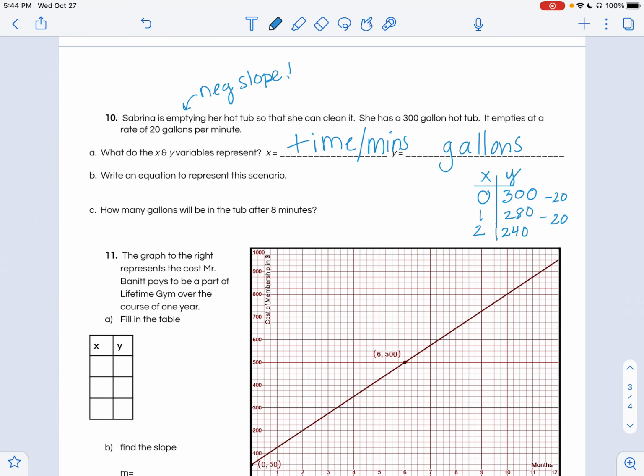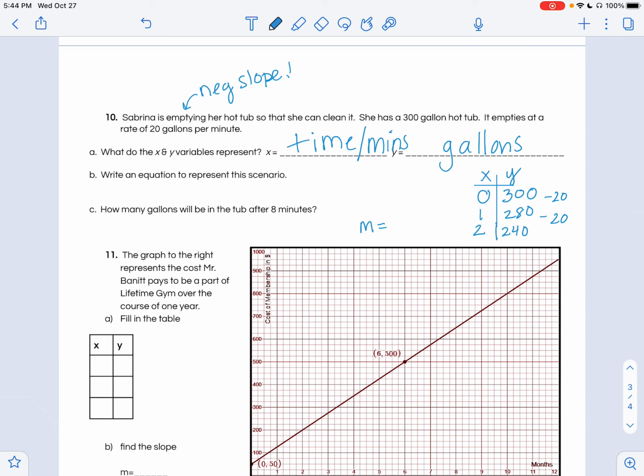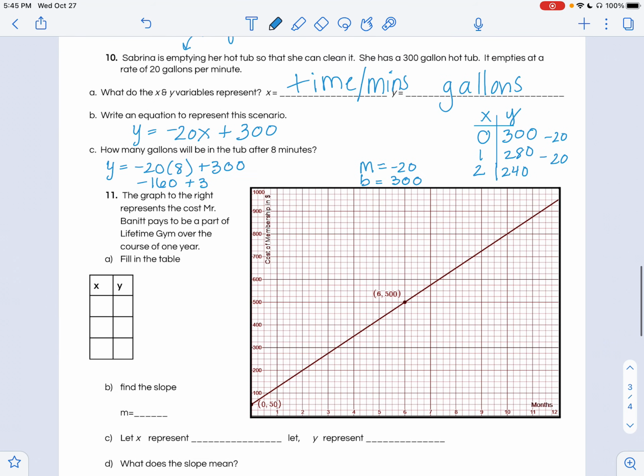So my slope in this situation, I can see, is -20. And my y-intercept, I can look at my table and see that it's 300. So when I'm asked to write the equation, I can write y equals -20x plus 300. And then I want to know how many after 8 minutes. So I'm going to plug 8 into my equation. -20 times 8 plus 300. This is -160 plus 300. And I think that leaves me with 140 gallons.